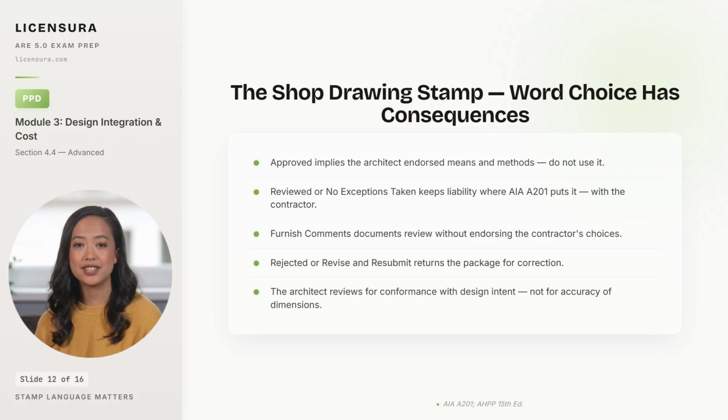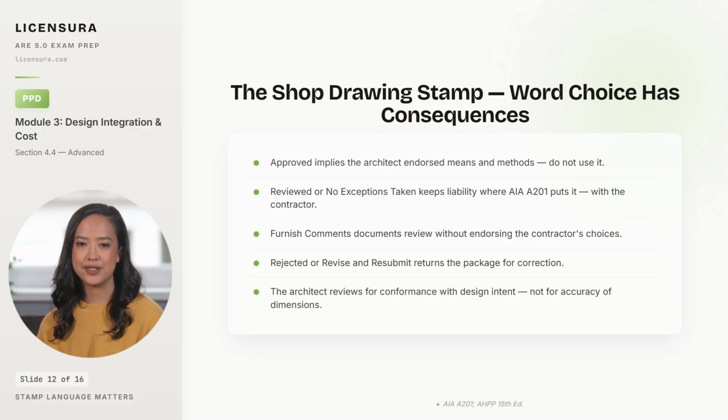Reviewed or no exceptions taken is the right language for shop drawings that conform to design intent. It documents that the architect looked at the package and found no exceptions to call out, while keeping liability for the contractor's chosen approach where AIA A201 puts it with the contractor. Furnish comments documents the review without endorsing the contractor's choices, used when the architect wants to flag observations but not block the work.